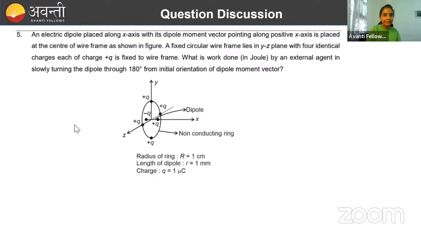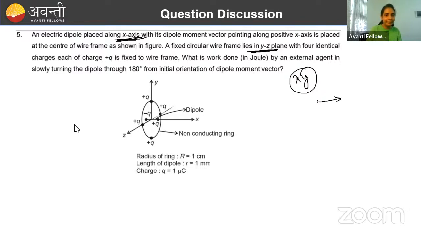Question पढ़ लेते हैं. There is an electric dipole placed along x-axis. Dipole is placed along the x-axis with its dipole moment vector pointing along the x-axis. Then a fixed circular wire frame lies in yz plane. Okay, it is lying in yz plane. Done. And plane in which dipole is kept is which plane? XY plane. Dipole is kept in XY plane with dipole directing towards the x-axis. Done. And my loop is in which plane? YZ plane. Now what is happening?